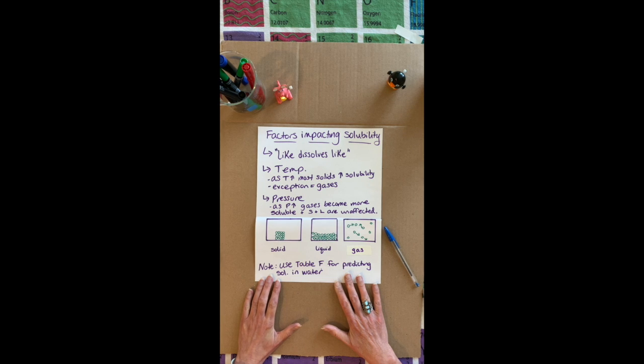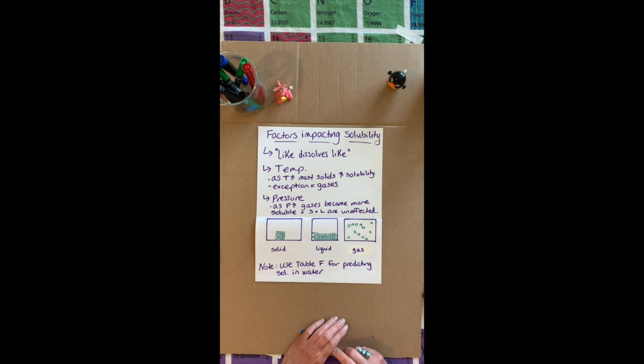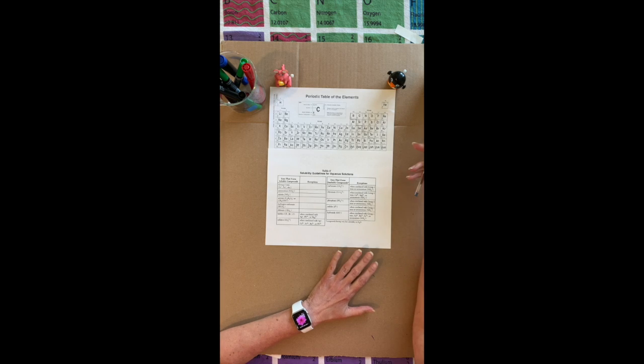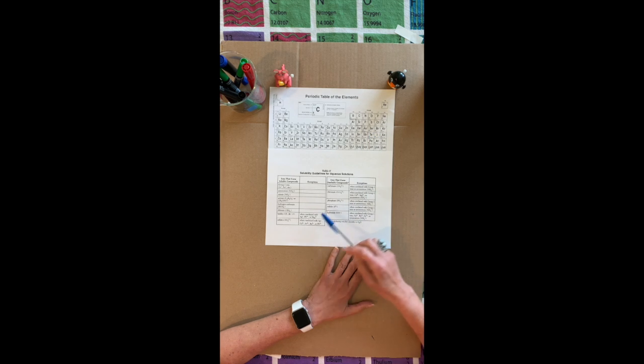The next thing I'm excited to announce is that we are going to look at a new table in our reference tables. That is table F. So please, would you take out table F? This is going to allow us to predict the solubility of solutes in water. Okay, I've also taken out my periodic table because this is useful to look at as we read table F.